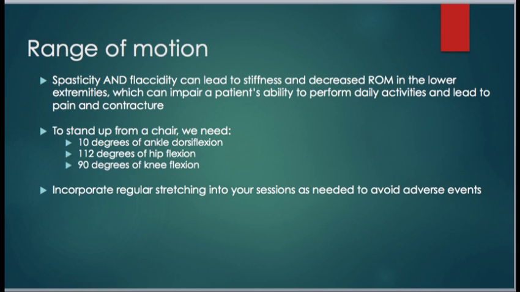We've discussed how impairments to range of motion can affect our ability to perform functional activities. Both spasticity and flaccidity can lead to stiffness and decreased range of motion in the lower extremities. Again, to stand up from a chair, we need 10 degrees of ankle dorsiflexion, 112 degrees of hip flexion, and 90 degrees of knee flexion. So whenever able, you want to incorporate regular stretching into your sessions as needed to avoid adverse events, or possibly use bracing or, again, serial casting to help patients maintain as much functional range of motion as possible.